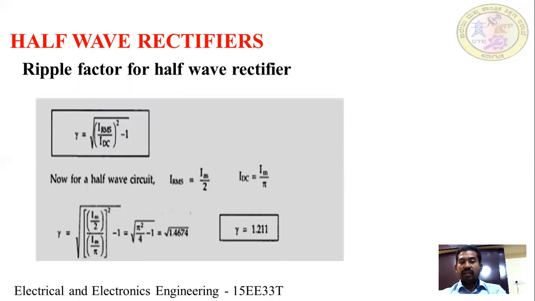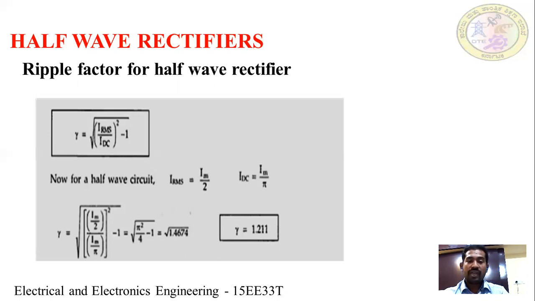Okay, ripple factor for the half wave rectifier. We know that ripple means the amount of AC content which is present in the DC output obtained from the rectifier. Ripple factor is defined as the ratio of RMS value of AC component to the average or DC output value.